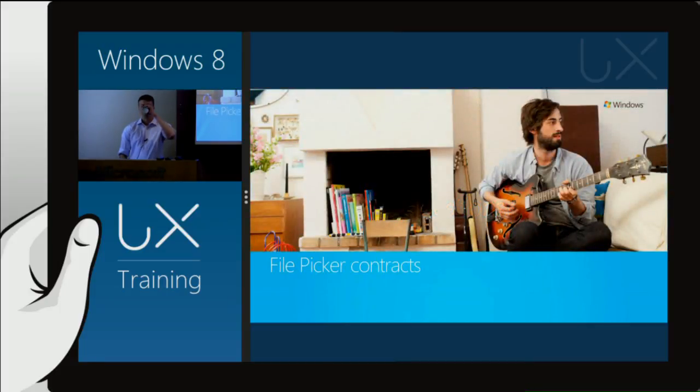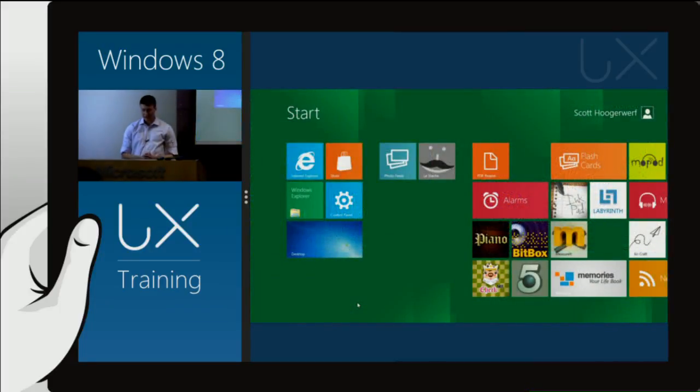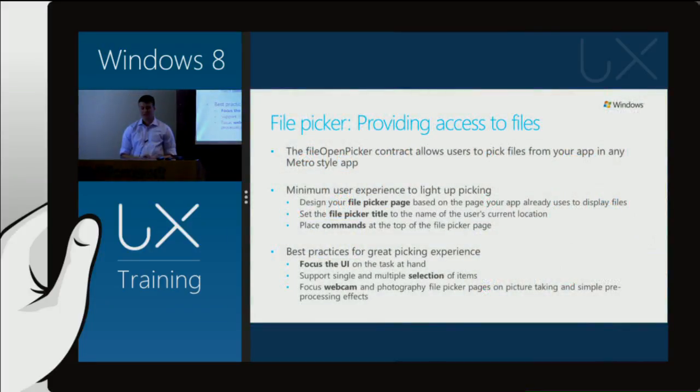The last thing we want to talk about is the file picker contracts. Basically, the file picker contracts allow you to provide a location in the file picker where users can pick files from your application to import into another application. By the file picker, I mean, if you think about Windows 7 and Microsoft Word, if you go to File Open, you get a dialog that lets you pick a file from any folder or device that you have connected to your machine.